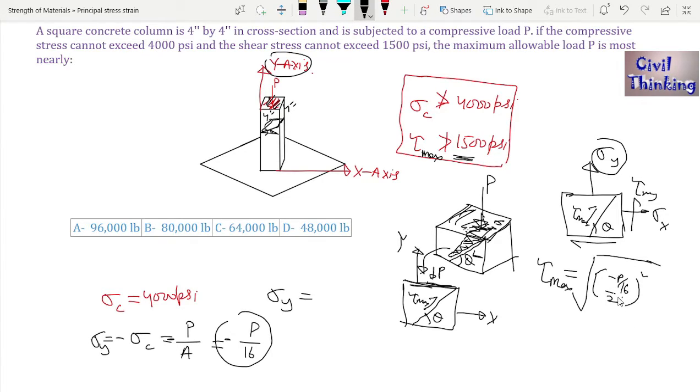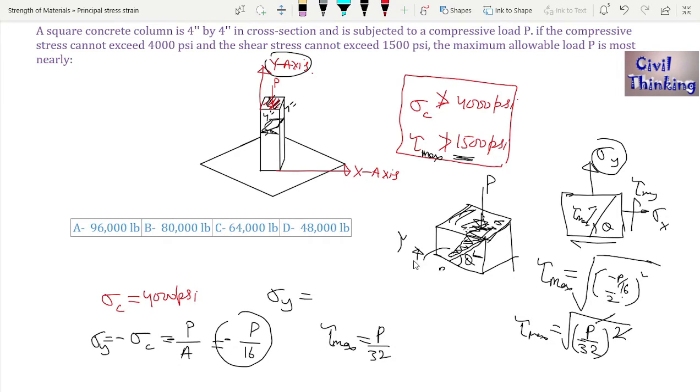Now 16 will go into the denominator, so tau max will be the square root of (P divided by 2 multiplied by 16) whole square. Now 2 multiplied by 16 is 32, so I can write 32, whole square. Now this square and the root will cancel out, so we are left with tau max equal to P divided by 32. Now tau max equals P upon 32.